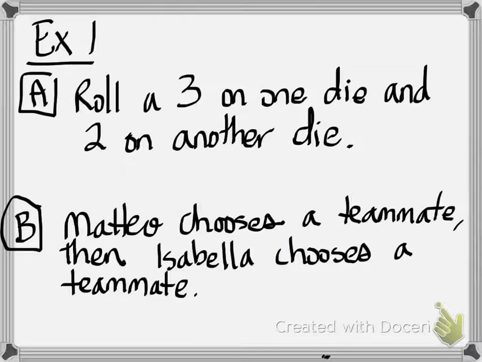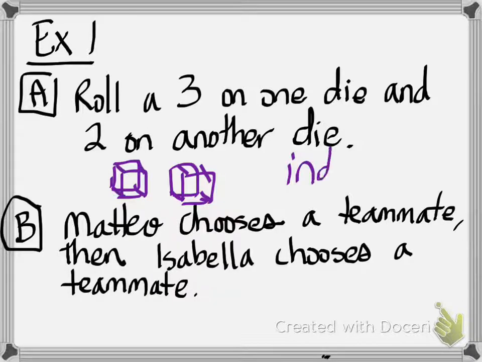Here's a couple examples. You roll a 3 on one die and a 2 on another die. Since each of them is separate, just because I'm rolling two different number cubes doesn't mean that one will change the other one. So because of that, they are independent. I can roll a 2 on one and a 3 on the other, and it doesn't change anything.